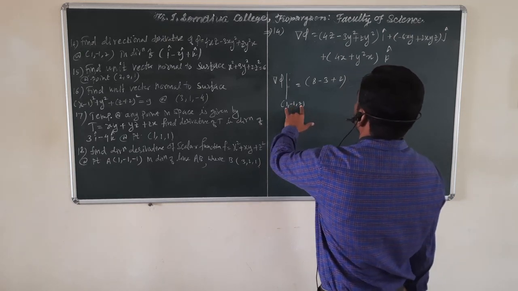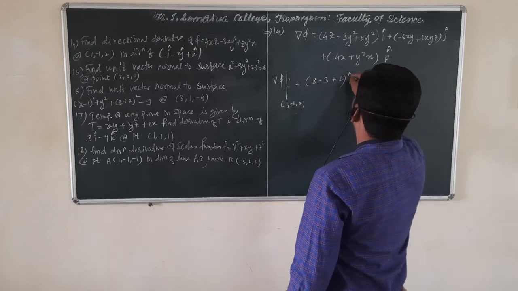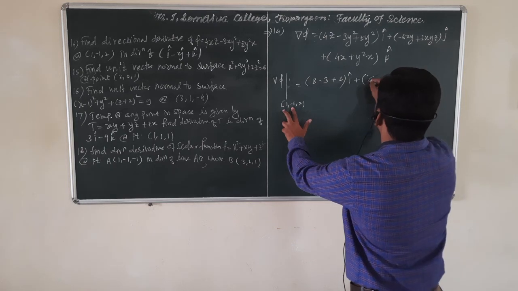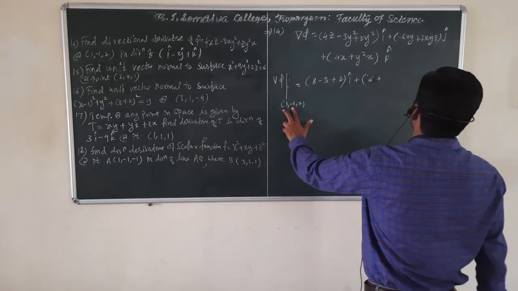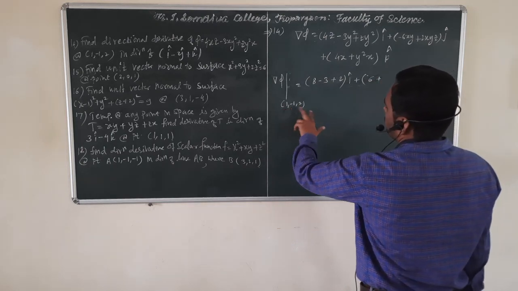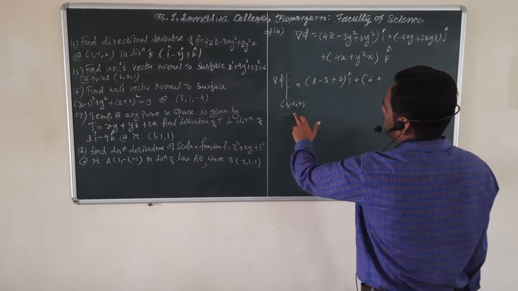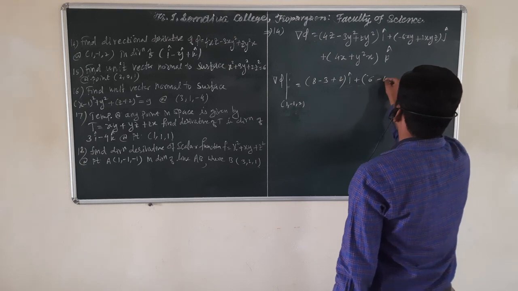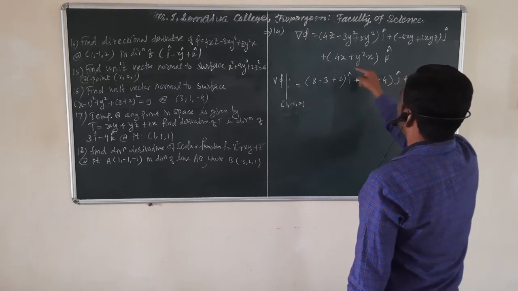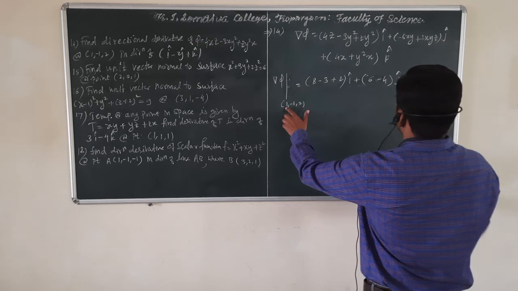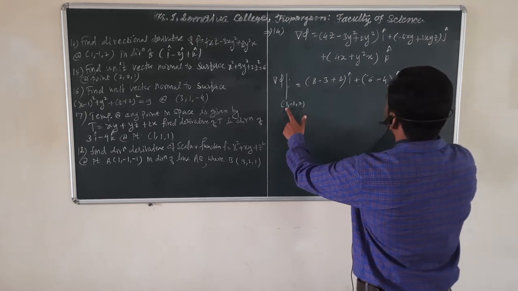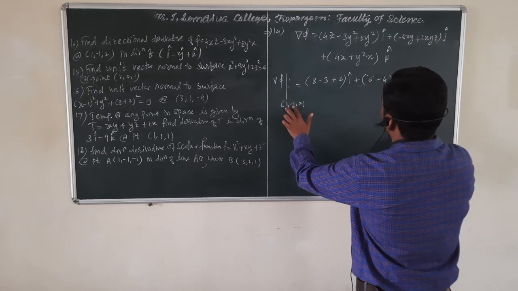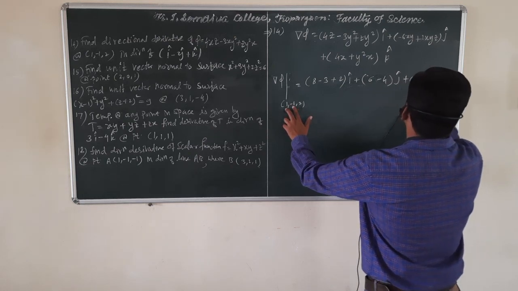Now into i cap plus minus 6 into xy, so this becomes plus 6, plus 2 times xyz. If you multiply xyz, that comes as minus 2 and this 2, so that becomes minus 4 j cap, plus 4x, so that is 4, plus y square x, so y square into x, which again is 1.